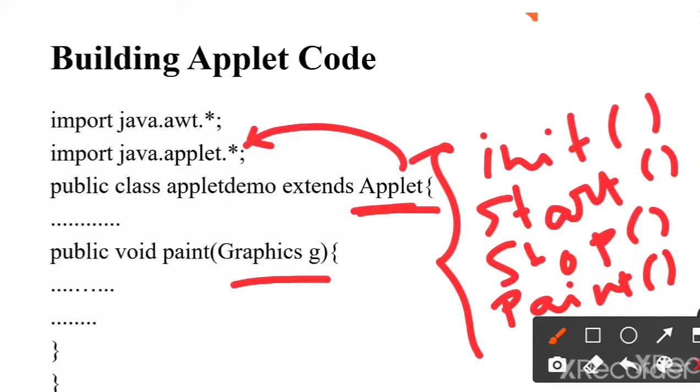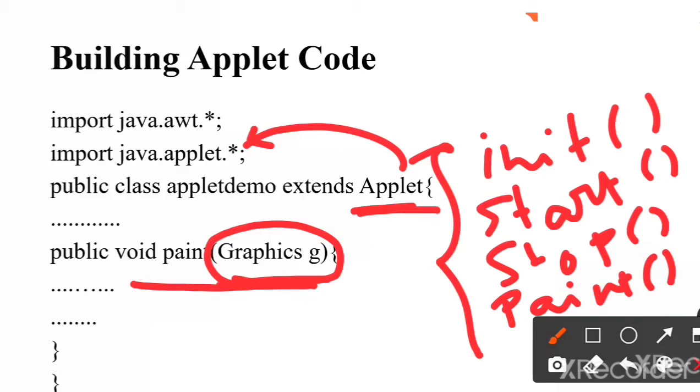And you can see the paint method, which is written inside the class. The paint method of an applet class, when it is called, automatically displays the result of an applet code on the screen. The output may be a text, graphics, or a sound. The paint method requires an object of the graphics class, which is passed as an argument as shown here.